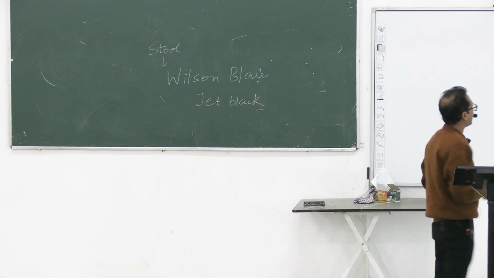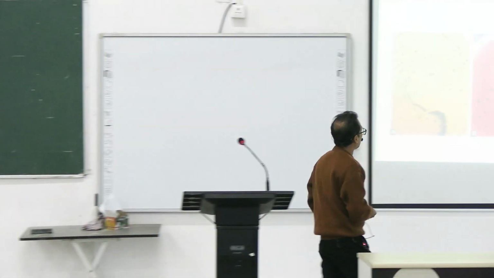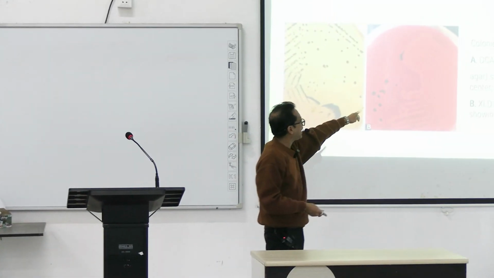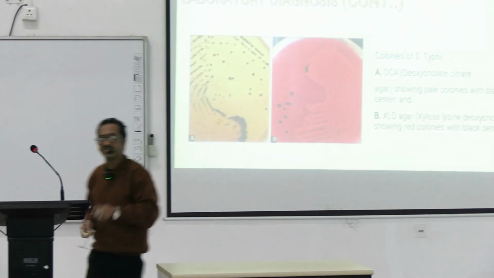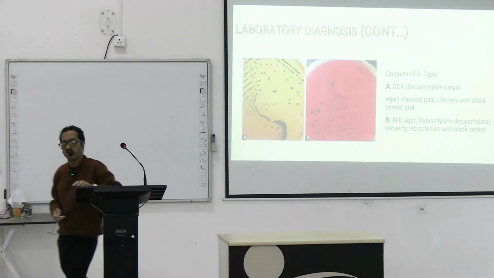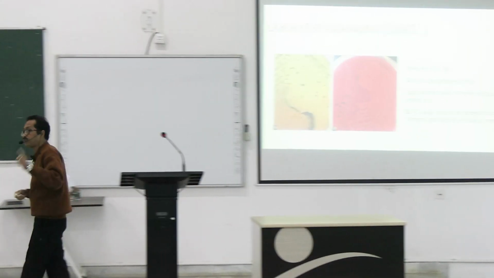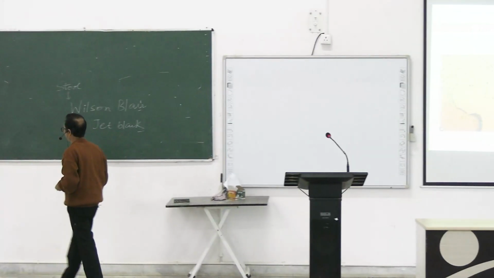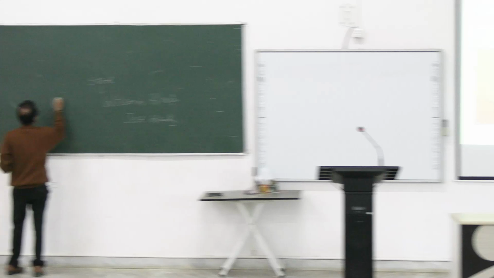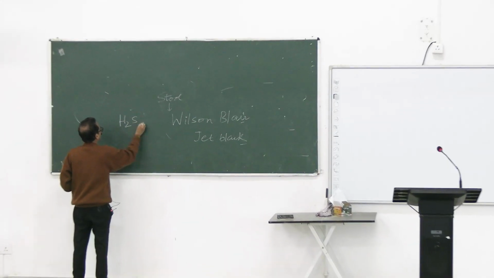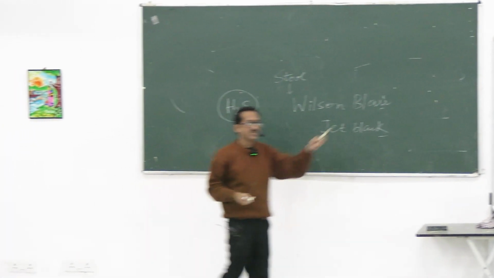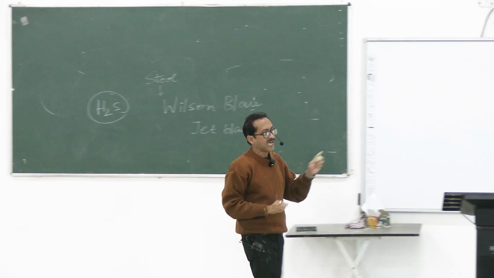This is, you can see a pale colony with black center. Can anybody tell what is the black center? Why it is a black center? Pale colony with black center. It is for production of H2S. Salmonella typhi produces H2S. Not all, but Salmonella typhi produces H2S. That's why there is a black center and a pale colony.